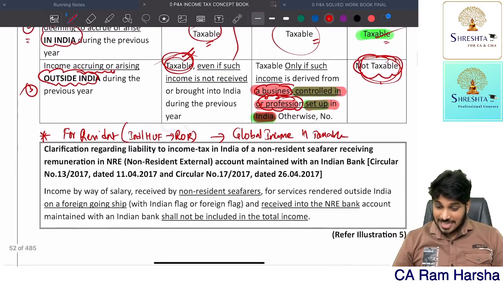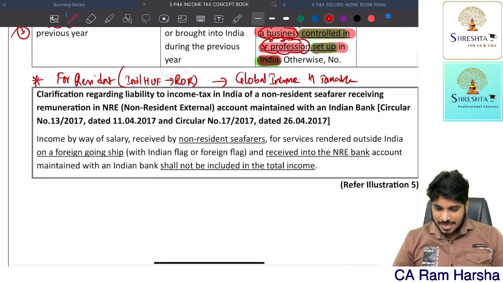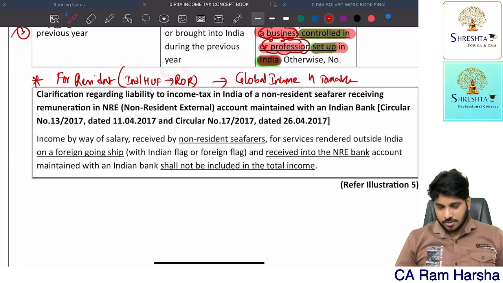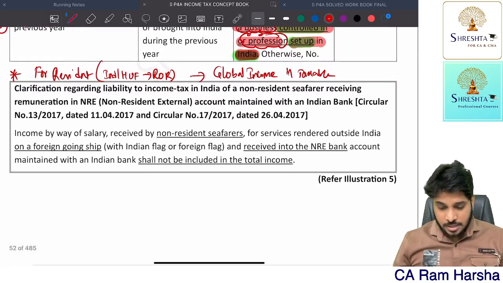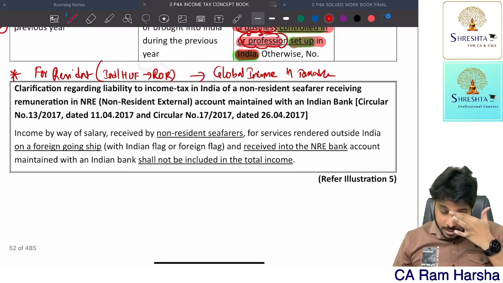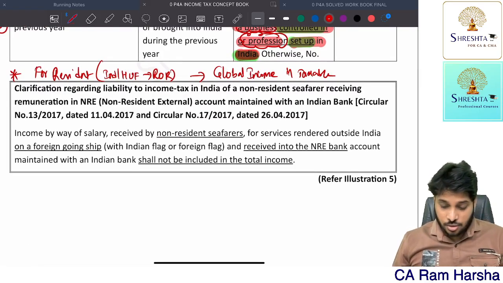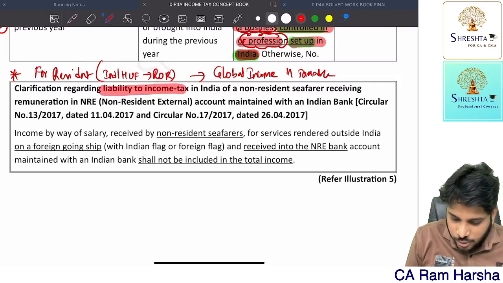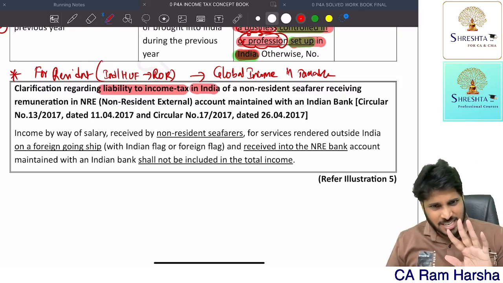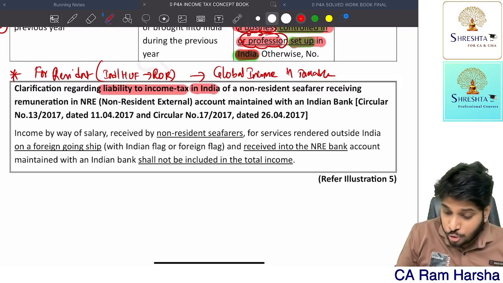Now you see, there is a clarification given on a particular thing. Just a minute. Yes, next. Now, there is a clarification given by CBDT. What are they saying? They have given a circular about liability to income tax in India. It's regarding taxability in India for whom?